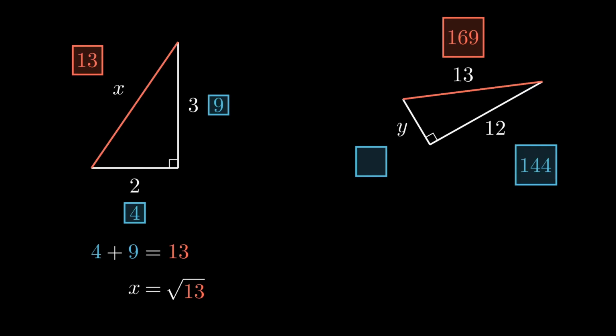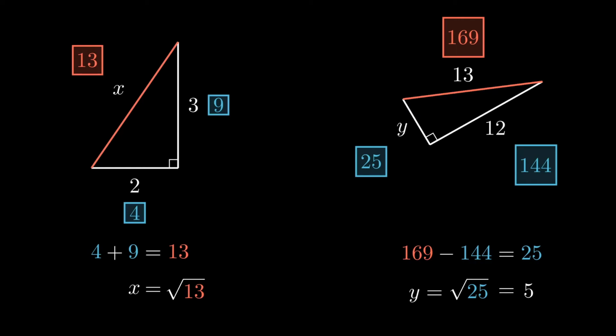And so that means that what's in that blank blue box, the y squared, must be the difference between 169 and 144, which is 25. Okay, so y squared must be 169 minus 144, which is 25. And again, to get back to what y is, we can take the square root of 25, which gives us 5 this time.